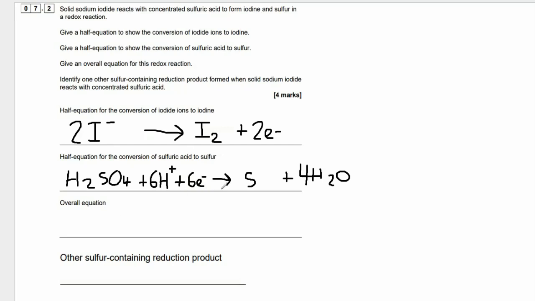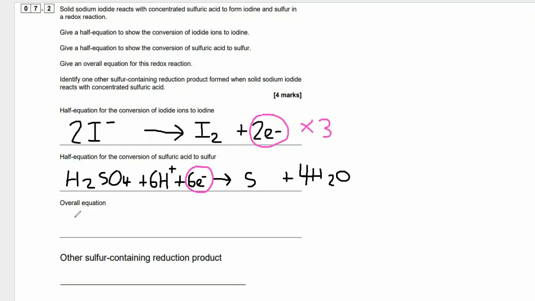So what we do now with the overall equation is we look at the number of electrons in each of the half equations. So I have 6 electrons here and only 2 electrons here. So in order for me to balance these 2 half equations, I'm going to need to multiply this equation by 3. And if I multiply all of the subjects in that equation by 3 and combine the 2 equations together, cancel out my electrons, and I've got the full equation. So it's going to look something like this when you get down to it.